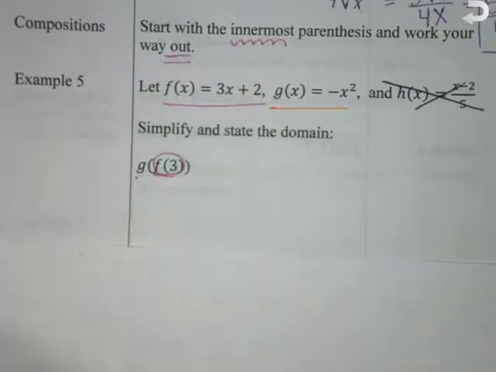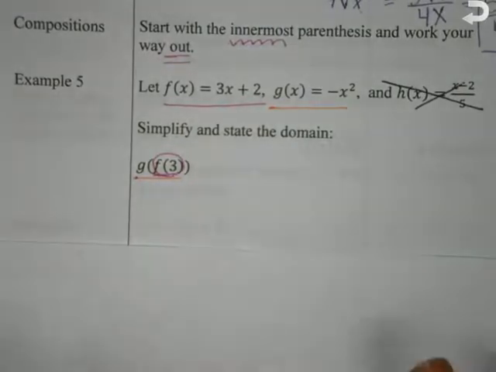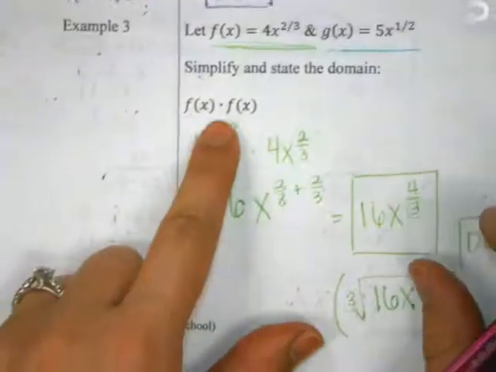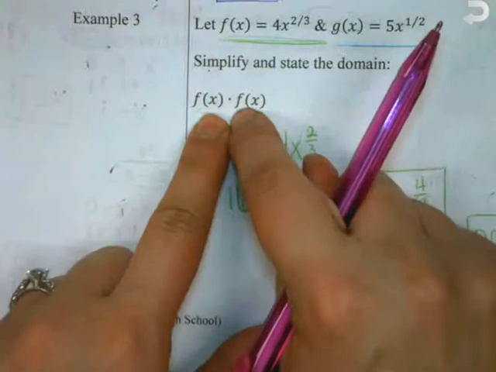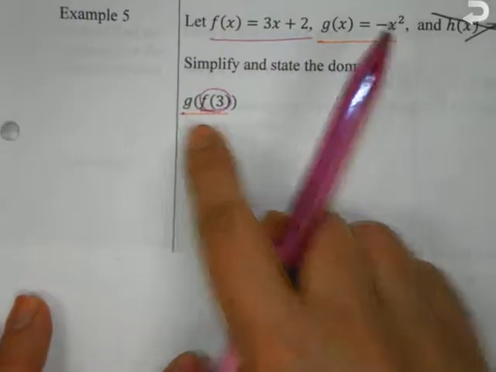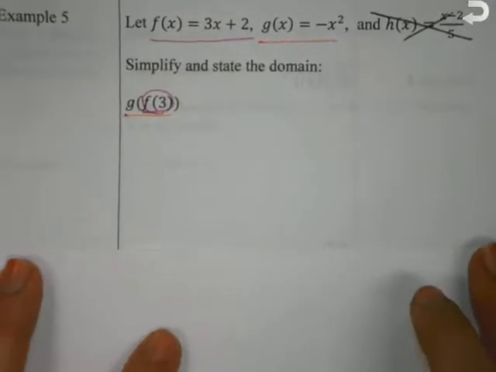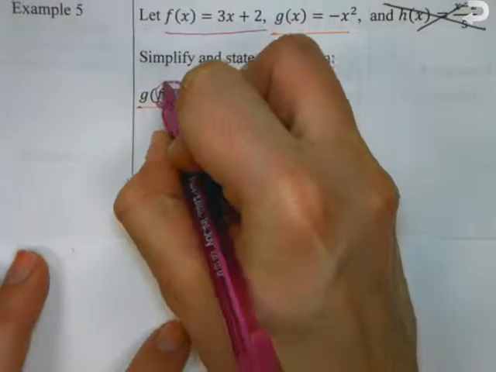A lot of students think that we would distribute the g and then evaluate that. If you ever have a multiplication of functions, it's going to look like our example number 3, with the little dot in between them. Anytime you see something that looks like this, it's a composition. So we want to start with the innermost parentheses first, because we can evaluate f of 3. So let's find f of 3 first.